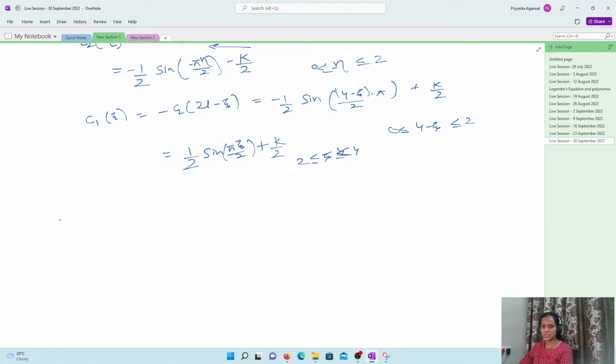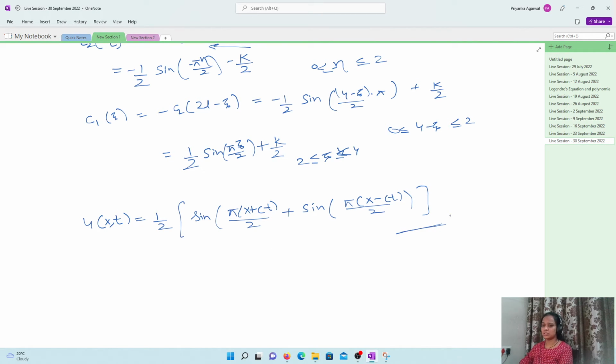Okay, now if we proceed in this manner, the solution can be determined, which becomes 1 by 2 times sine pi (x plus ct) over 2 plus sine pi (x minus ct) over 2. So this is the final solution.